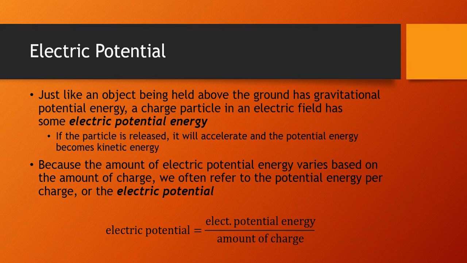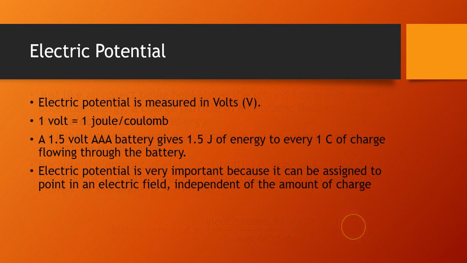Electric potential is very useful for amounts of charges that are fixed in space, charges that are not moving. You can then determine the electric potential in regions nearby in similar ways that you can determine the electric field. Electric potential is measured in volts. 1 volt is equal to 1 joule of energy per 1 coulomb of charge.